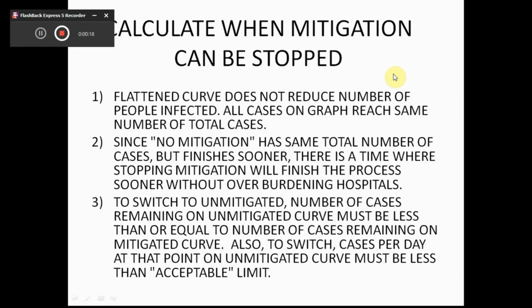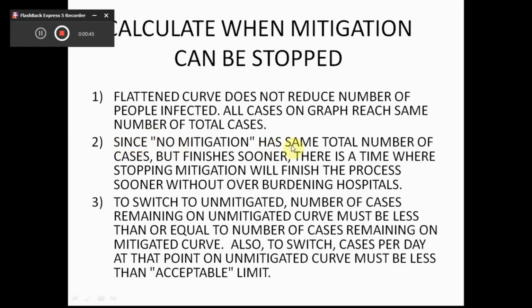I thought I would try looking at the curves for unmitigated and mitigated disease spreading. The rules are that flattening the curve does not reduce the number of people infected, it spreads it out over time. But all cases on the graph will reach the same number of total cases.